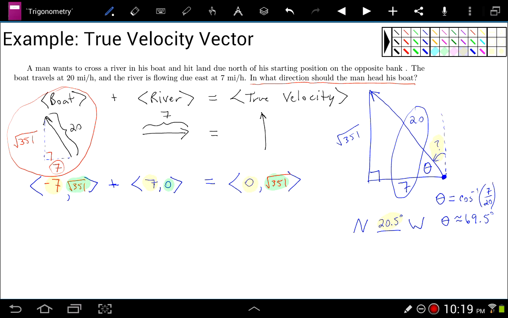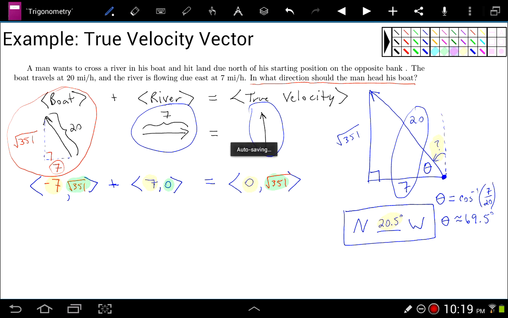So this is our answer. That's the direction he should head his boat to counteract the river to end up due north of his current position. Now again, the emphasis of true velocity is you simply add all the vectors together and they result in the true velocity. You're not always trying to calculate the true velocity. Sometimes, as in this case, it's given and you fill in the other pieces of the problem.